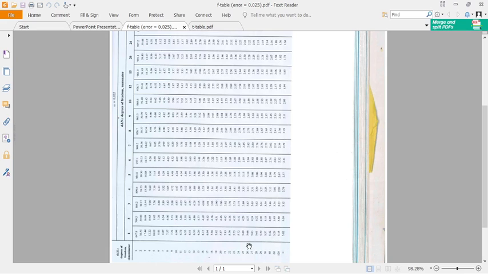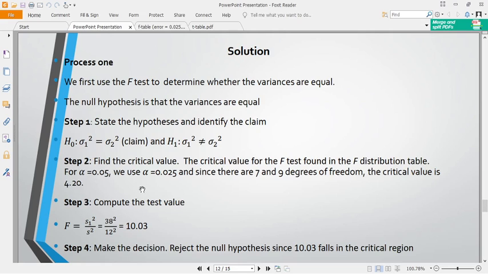This is our F table. It has degrees of freedom of the denominator and degrees of freedom of the numerator, but the smaller one is always the numerator and the bigger one is the denominator. So we find the critical value from the table.